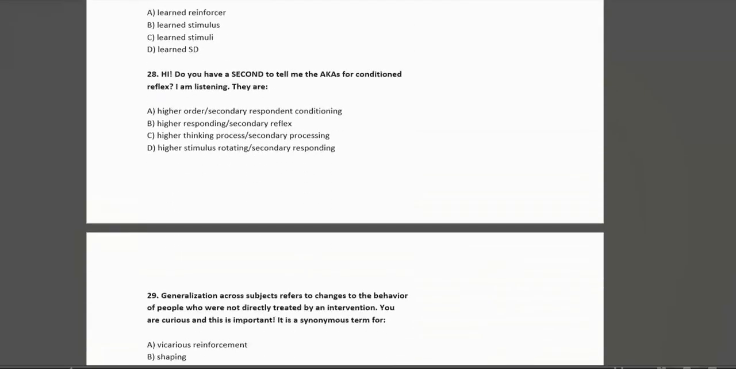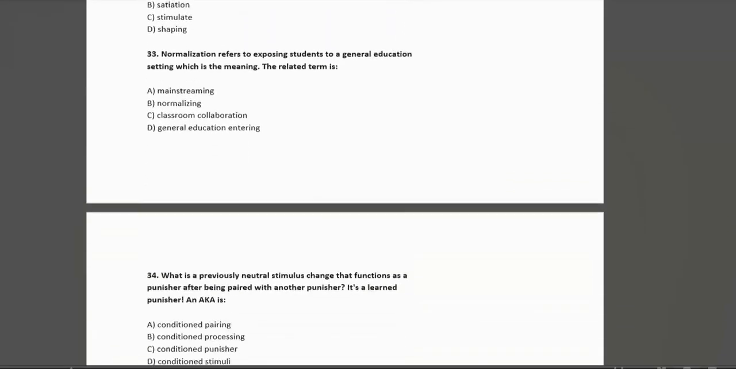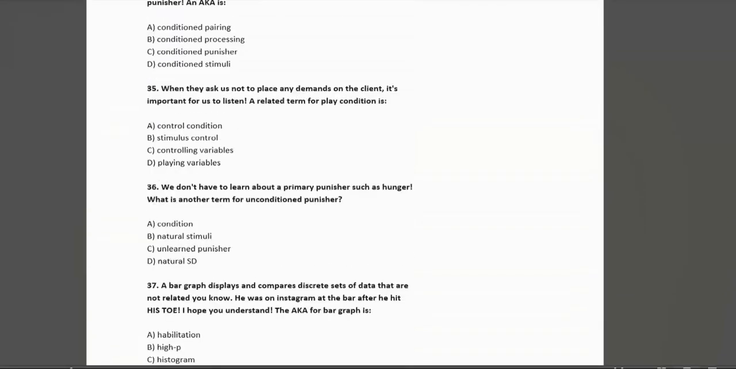So, as you can see, level one is pretty easy because they all rhyme. Once you get to level two, it's a little more difficult. And then level three, we're set up like actual mock questions where you have to find the AKA in an actual mock question.